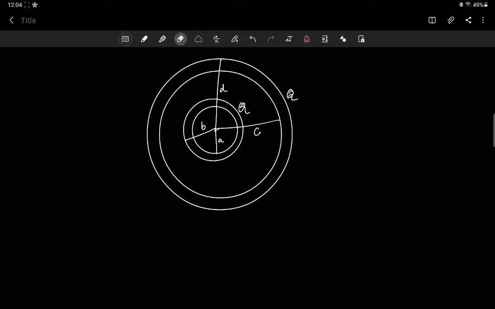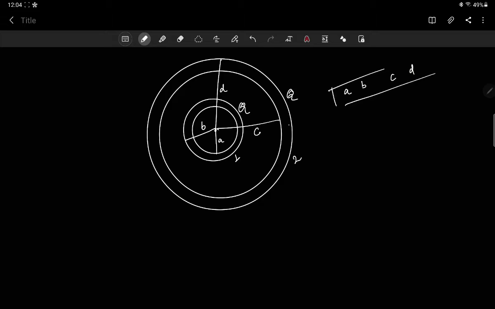Someone has asked a question about two conducting spherical thin shells. Their inner and outer radii are given. Suppose this is shell 1 and this is shell 2. The inner radius of shell 1 is A, the outer radius of shell 1 is B, the inner radius of the outer shell is C, and the outer radius of the outer shell is D.